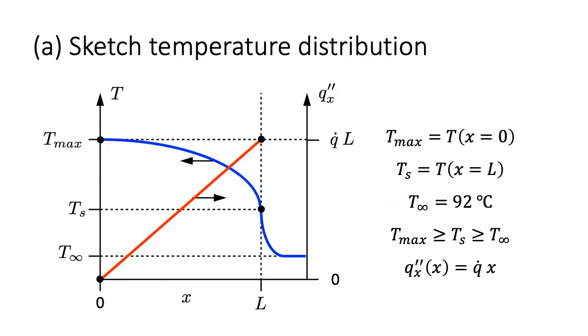For the heat flux distribution, we begin by drawing an axis on the right for heat flux and indicate that the heat flux is 0 at x equals 0 as specified. Next, we know that for uniform internal heat generation in a plane wall, the heat flux distribution is linear and will increase with x. Finally, from an energy balance on the entire wall, we know that the heat flux at the outer surface is equal to the rate of energy generation in the wall times the thickness.